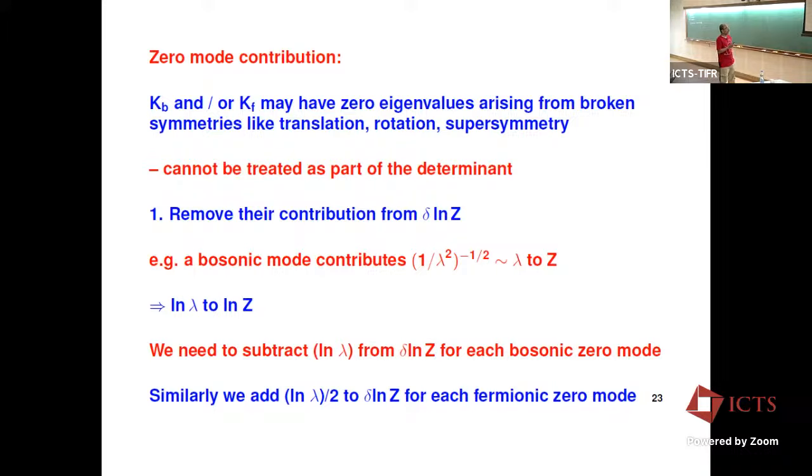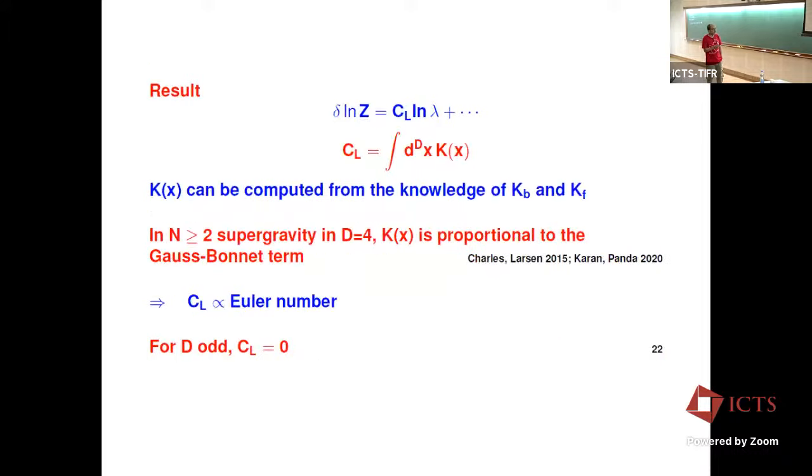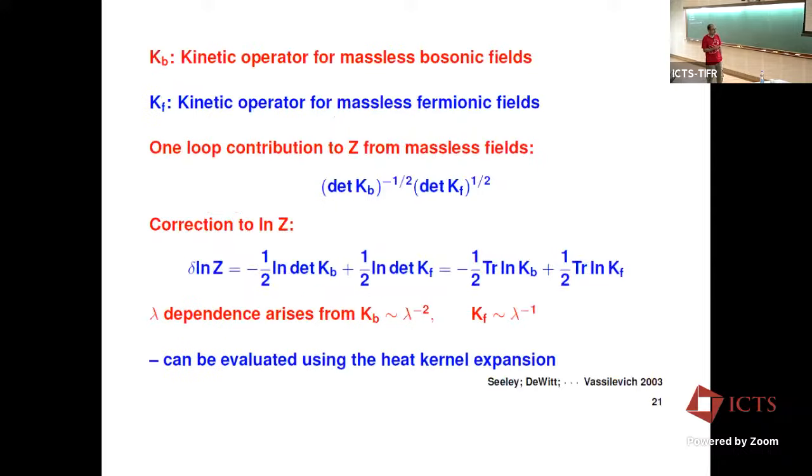The point is that kb or kf may have zero eigenvalues that arise from broken symmetries like translation, rotation, supersymmetry, etc. And of course, zero eigenvalues cannot be treated as part of the determinant, and you have to correct for it. So there are two steps in this correction. The first step is that we have to remove their contribution from delta log z, because the formula that I have given here just calculates this without worrying about whether you have a zero eigenvalue or not. It just counts 1 for every eigenvalue.